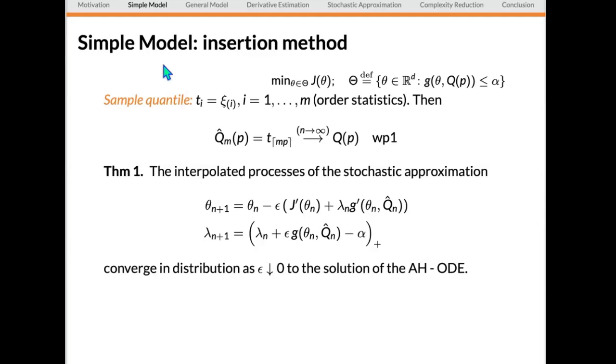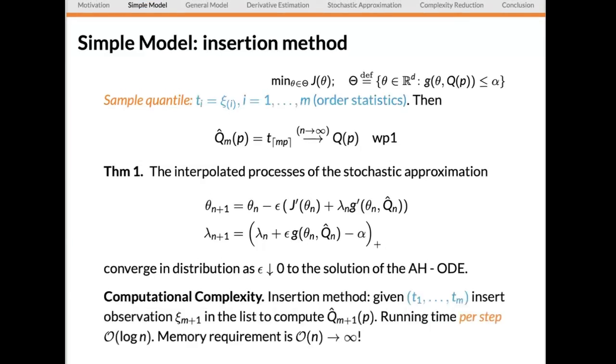And if we use the sample quantile, it's very well known in statistics that it converges. There's a central limit theorem for it and everything. So we know that it converges. So fine, I'm going to just replace the constant Q of P that I don't know with the estimate. And we can prove that it converges in distribution, it's weak convergence of stochastic processes, to the solution of the Arrow-Hurwicz ODE that I showed you at the very beginning. So all is well with this, or isn't it?